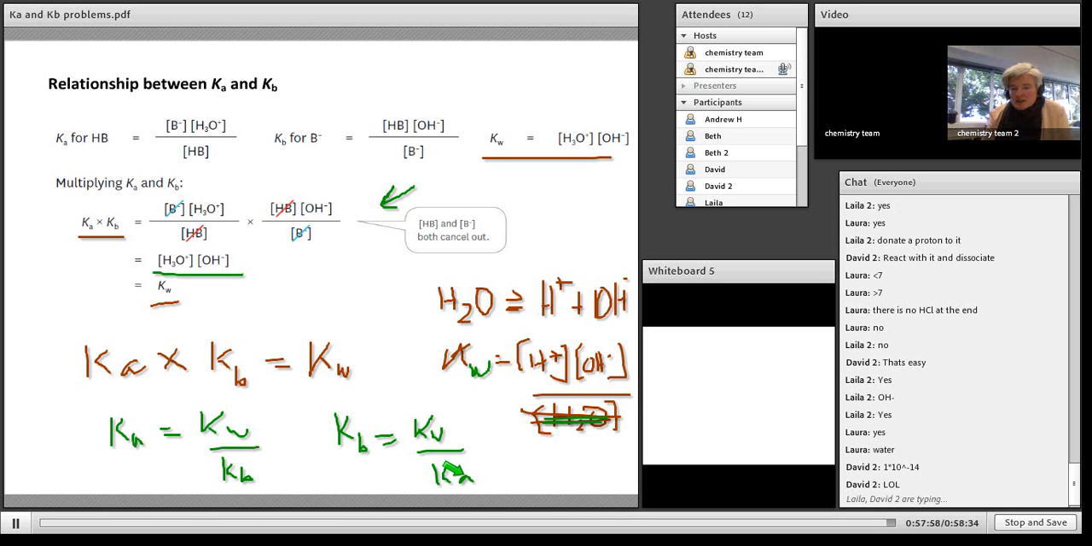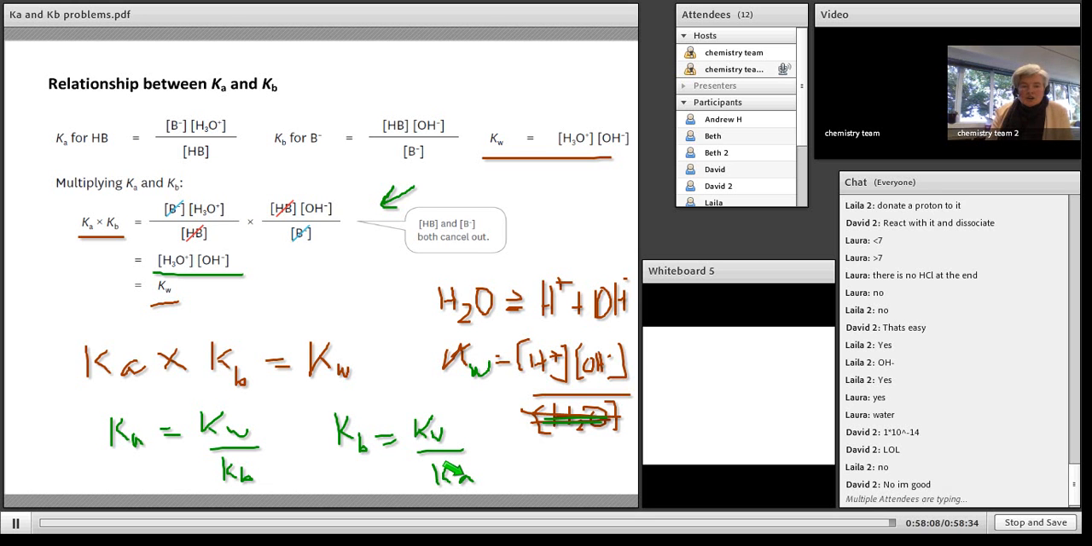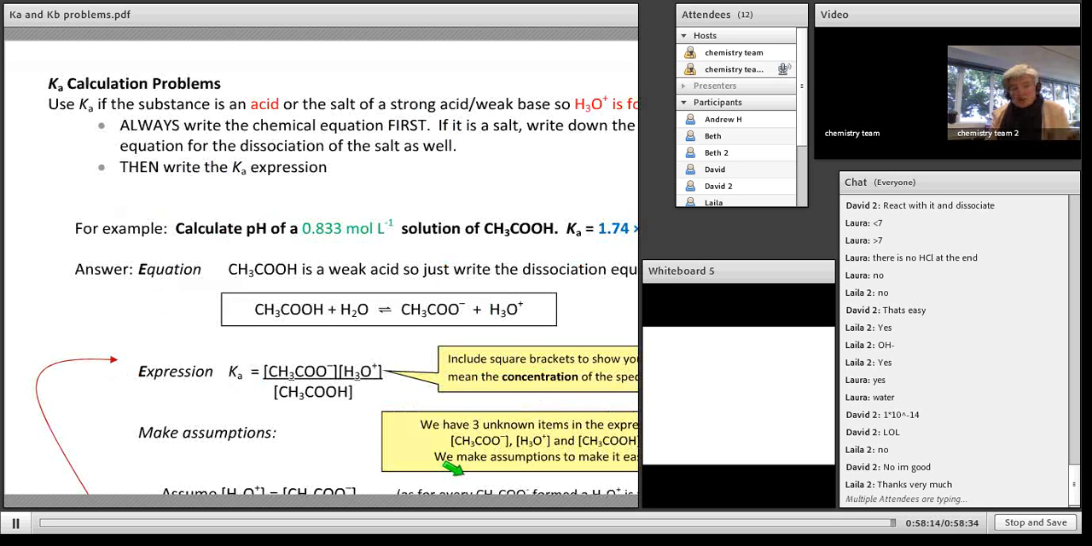Okay, we'll stop there because it's 3 o'clock. Any questions? No. Okay, so next week we'll go on to some calculations. We'll look at Ka calculations, Kb calculations, and then also a very important part that's guaranteed to come up, which is species in solution.